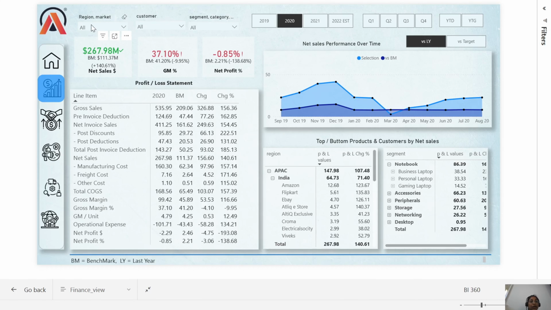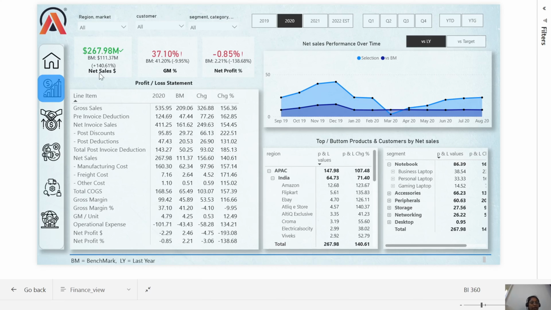Here, I have included filters such as region, market, customer, segment, and category, allowing users to analyze the financial performance from different perspectives. The dashboard covers 4 fiscal years along with options to view the data by quarters, and here I included year to date and year to go. Year to date is the actual sales data and year to go is the forecasting data. Here I have included a benchmark. Benchmark contains last year and the target to compare the current year's performance against the target.